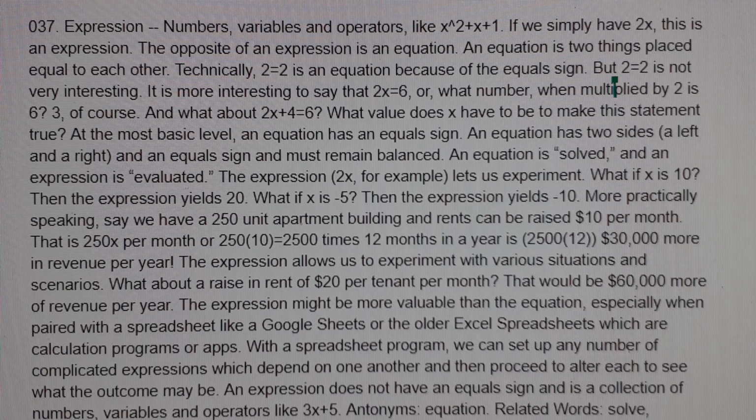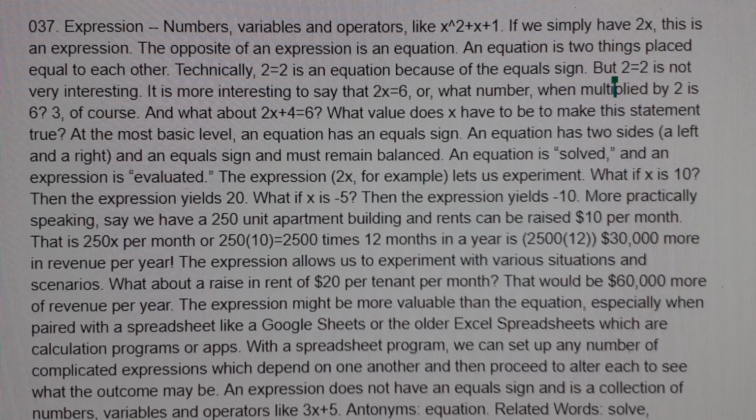At the most basic level, an equation has an equal sign. An equation has two sides (a left and a right) and an equal sign, and must remain balanced. An equation is "solved" and an expression is "evaluated."